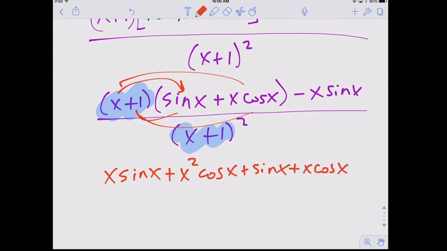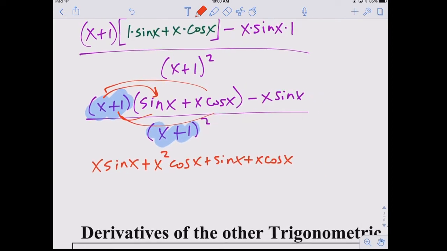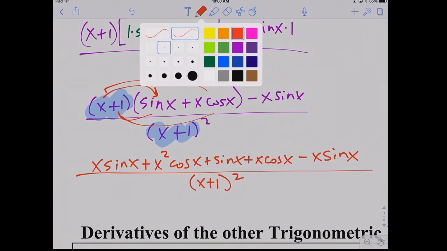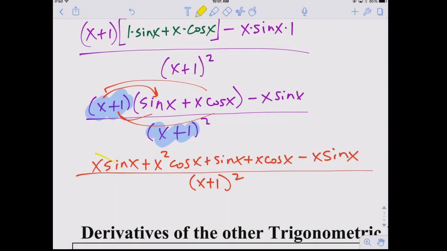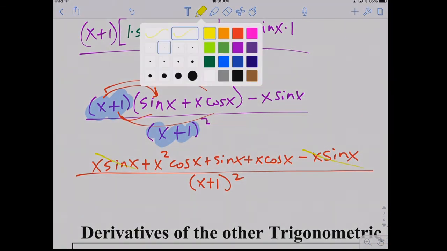So I don't like to call it FOIL. I certainly don't like to call it saran wrap. I just like to call it distributing. And then we have minus x sine of x there at the back, all over x plus 1 squared. Now, why do we do that? Well, to see if we can combine anything. And as I anticipated, these will cancel.